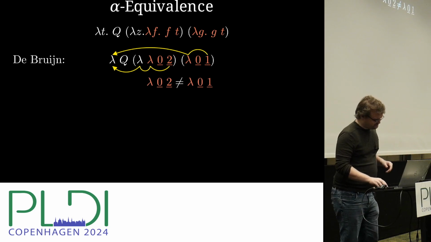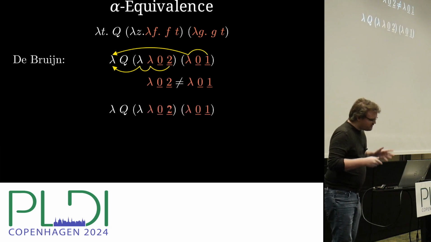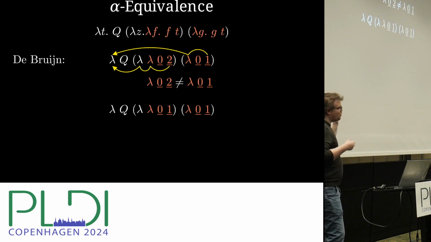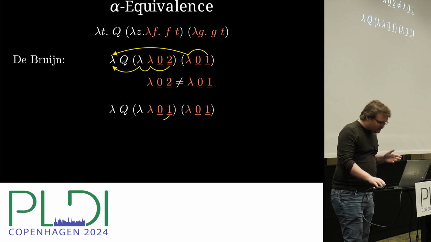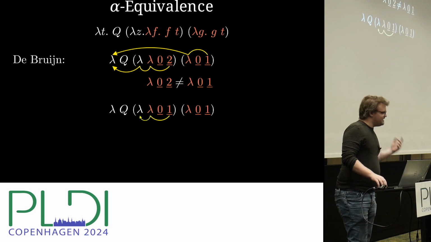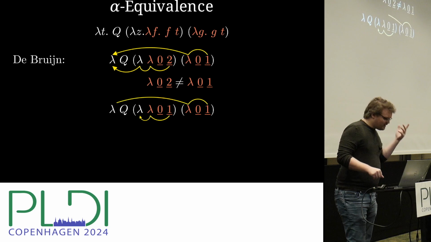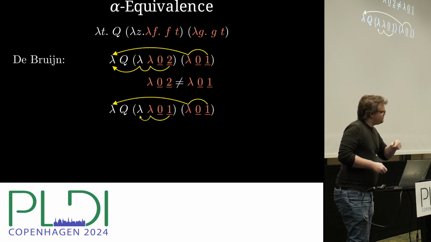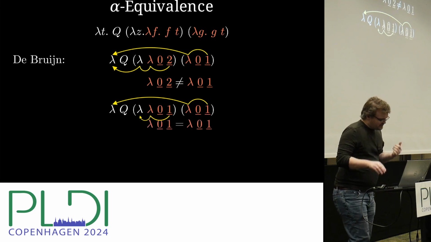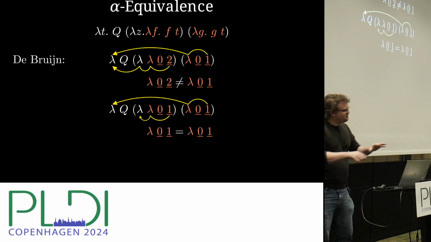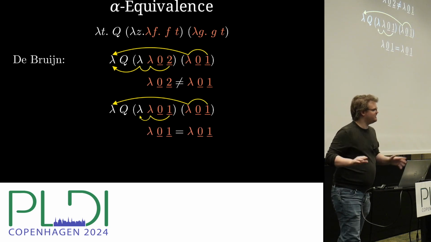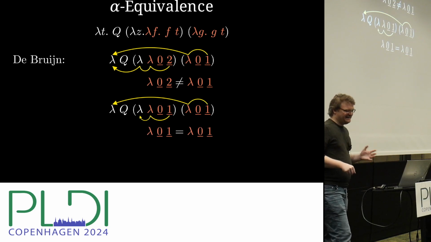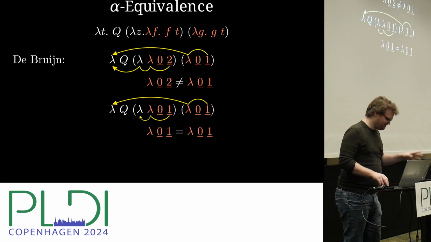But that's not true. And it gets even worse, because if I slightly modify this term and I change a 2 into a 1, now this 2 points to a different lambda, sorry, the other one points to the original lambda, and now these 2 subterms are equal, but they shouldn't be equal. So these De Bruijn indices are horrible. They don't work. Don't use the De Bruijn indices for this, except that we'll do it anyway later.